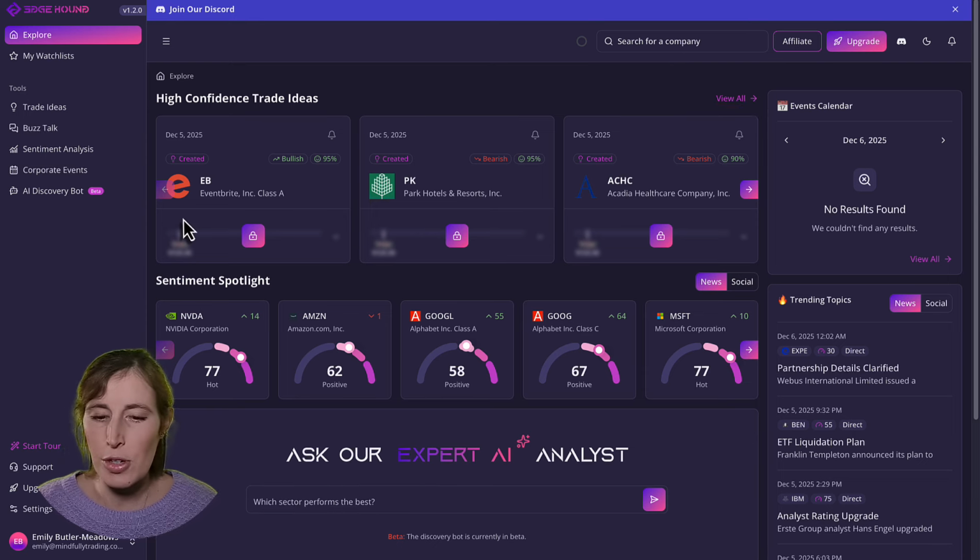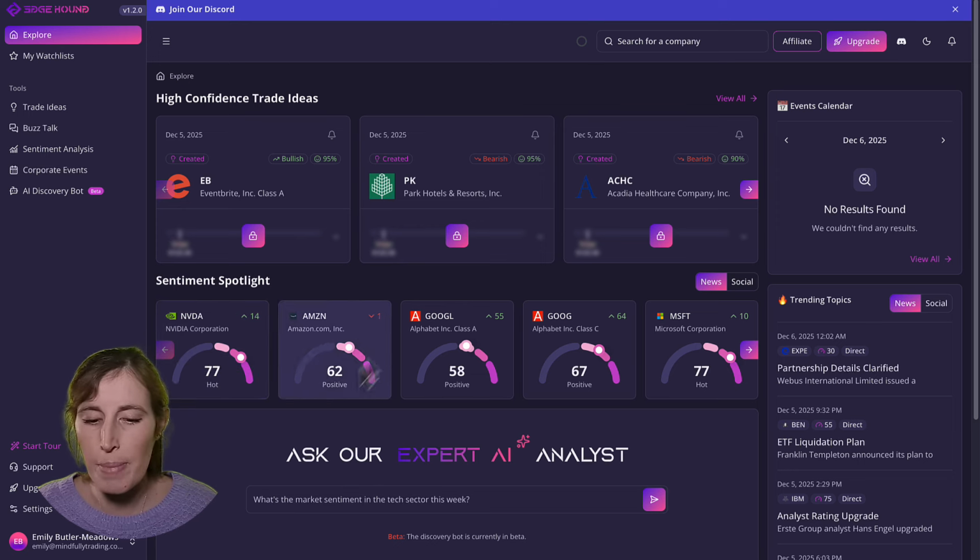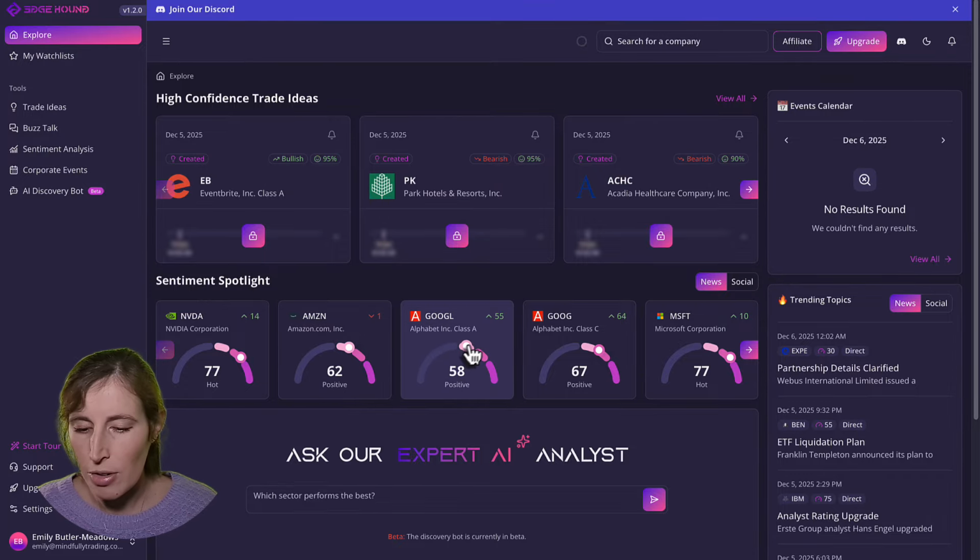But just carrying on with this quick dashboard tour, sentiment spotlight is below there, so general sentiment for some of the top companies. Nvidia here is quite hot at the moment, Amazon's looking good, Google is kind of bordering and positive more than negative.